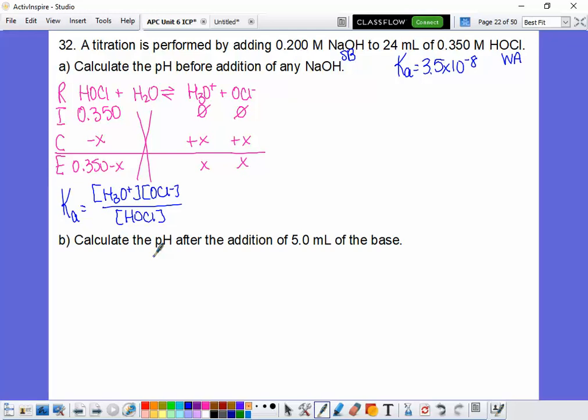What do I do next? Plug in the values. So 3.5 times 10 to the negative 8 equals x squared over 0.350 minus x. Wait, is this minus x negligible? How do you figure that out? Initial over Ka, if that's greater than 400, it is negligible.